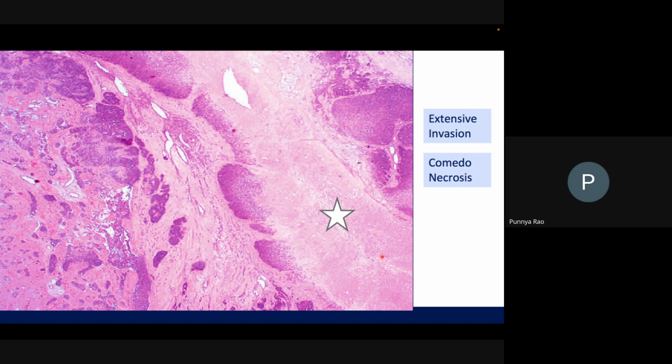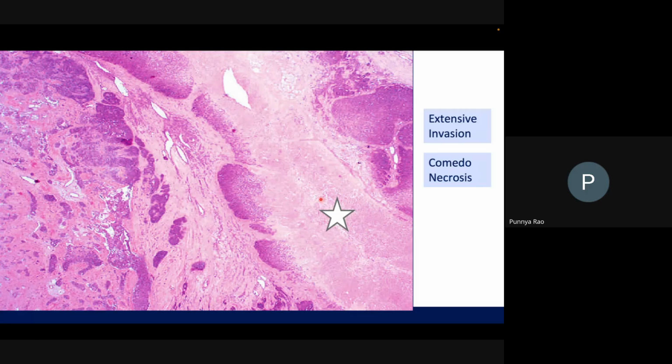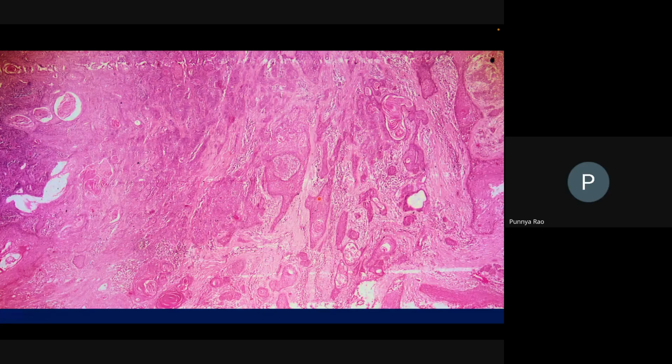So comedonecrosis is necrosis which occurs in the center of the island because of loss of blood supply, or ischemia, in that particular area. So this was a case which we got in the palate. It was also a proliferative lesion. It was provisionally diagnosed as squamous cell carcinoma, and a maxillectomy was done and sent to us.